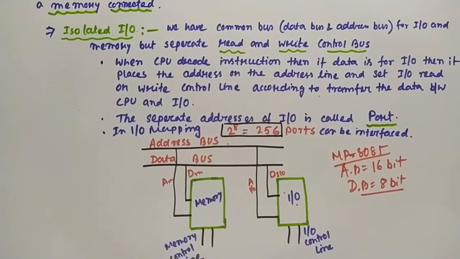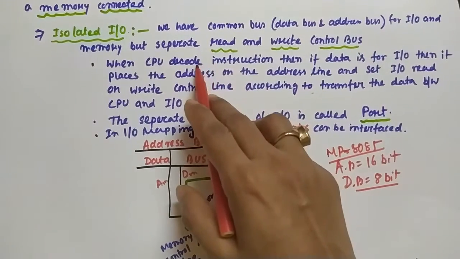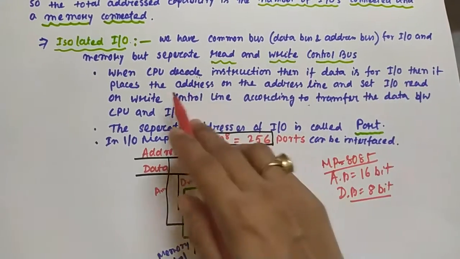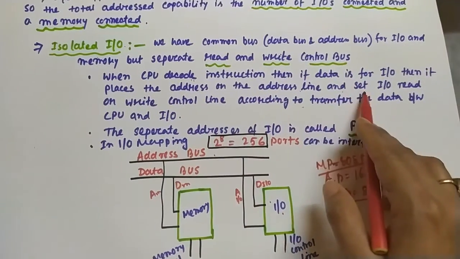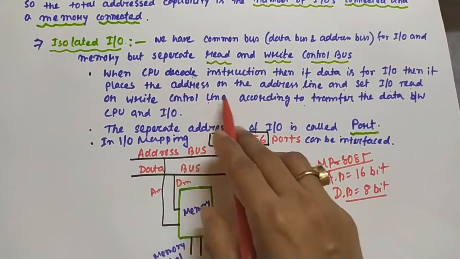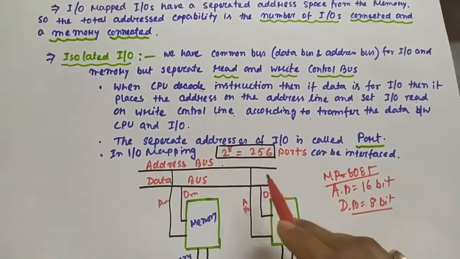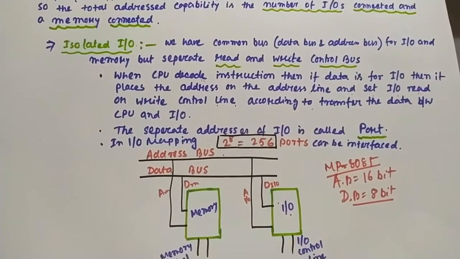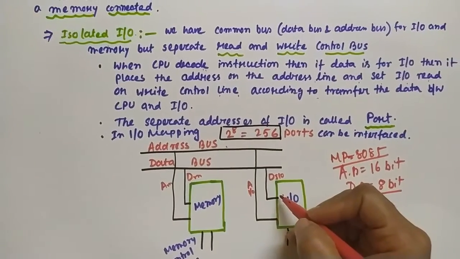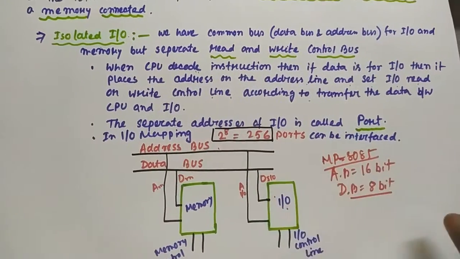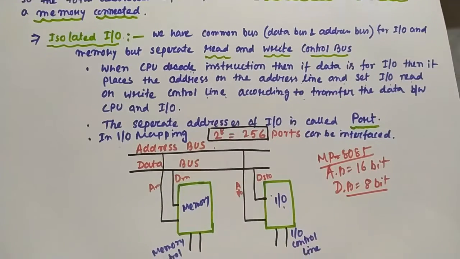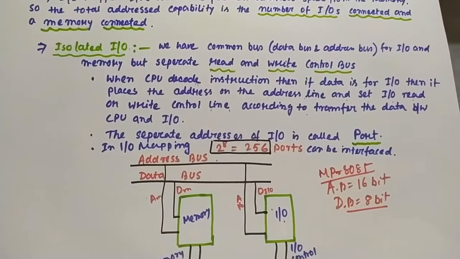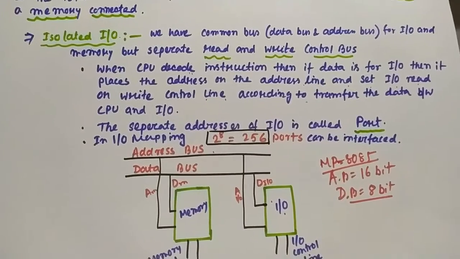So when the CPU decodes the instruction, if the data is for input-output, it places the address on the address lines and sets the input-output read or write control line accordingly, transferring the data only between the CPU and the input-output device. The separate address of the input-output device is called the port. So when different types of input-output devices are connected with the address bus, each different address of an input-output device is called a port.